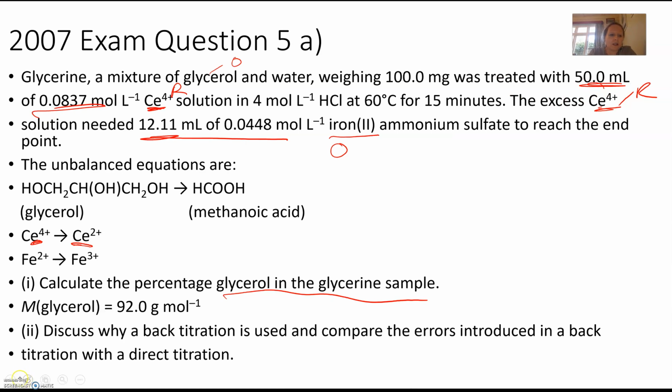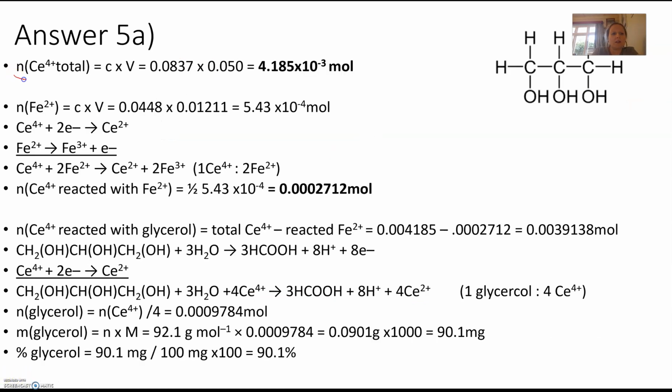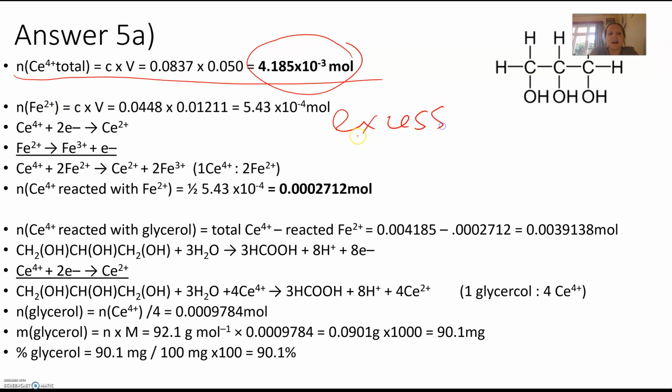So let's get going with the calculation. The first thing we can do is work out the moles of Ce4+ that was totally added, so the total amount by C times V, and we get this amount of moles. The next thing that we can do is work out the number of moles of Fe2+ from the final titration, that last step. The Fe2+ here is the Fe2+ that reacted with the excess Ce4+. So C times V gives us this many moles of Fe2+.